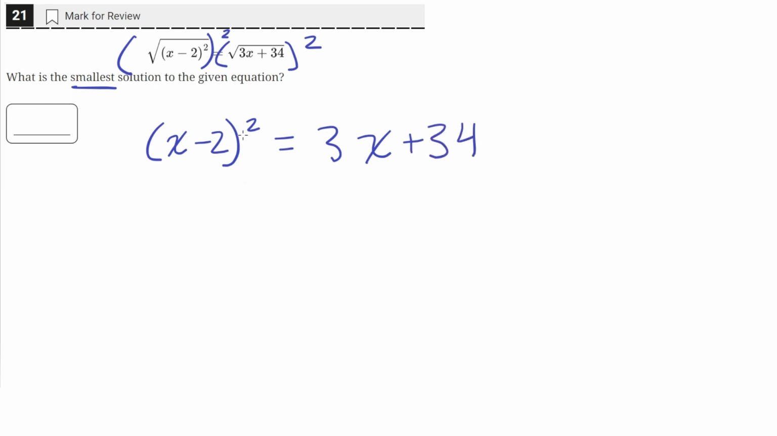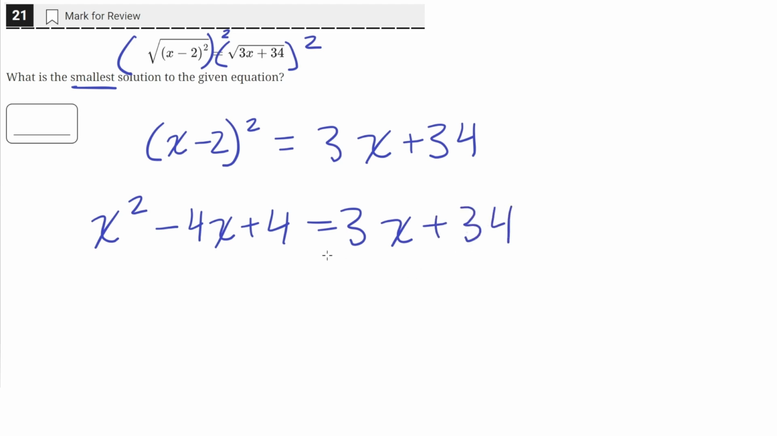Okay, so now let's expand out this squared term. So we'll be left with x squared minus 4x plus 4, and then we'll have 3x plus 34 on the right. So let's move this 3x to the other side. So we'll keep the x squared, we'll have negative 7x, and then let's move this 34 to the other side. We'll subtract 34 from both sides, so we'll be left with negative 30 equals 0.